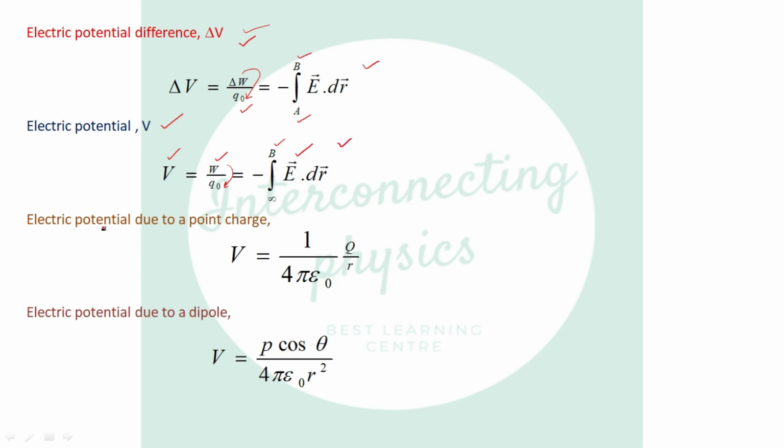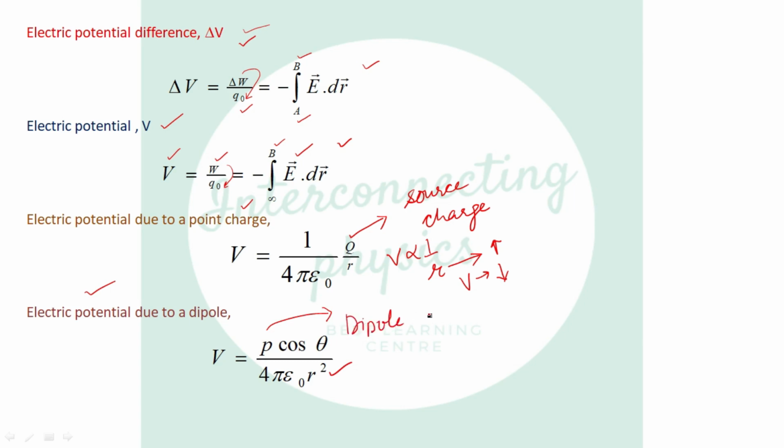Then we studied electric potential due to a point charge, which is V equal to 1 over 4 pi epsilon naught Q divided by R, where Q is the source charge. You see here V is inversely proportional to R. That is, as R increases, potential will decrease. Okay. Then we studied electric potential due to a dipole, which is V equal to P cos theta over 4 pi epsilon naught R square, where P is the electric dipole moment.